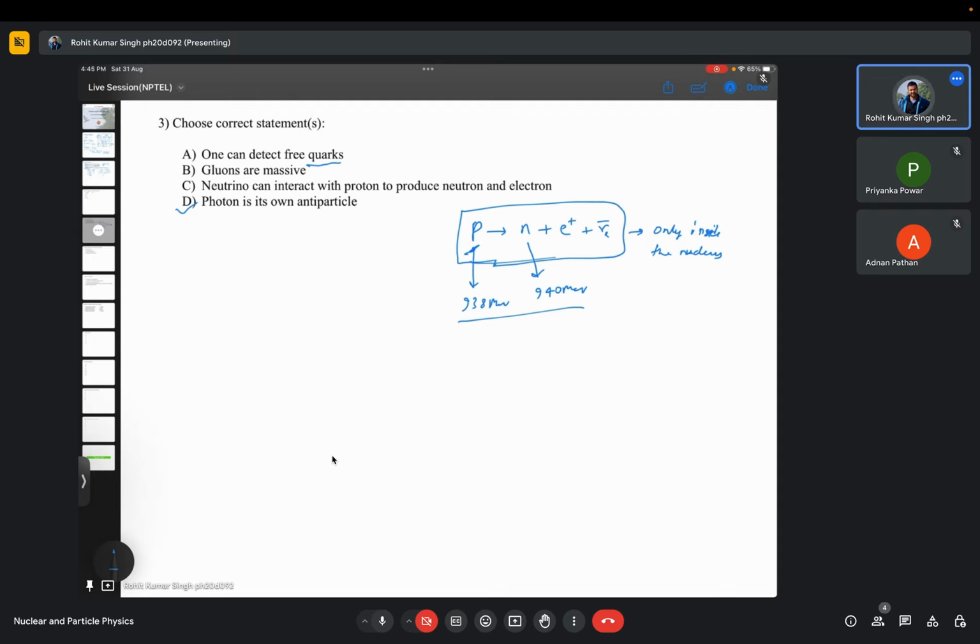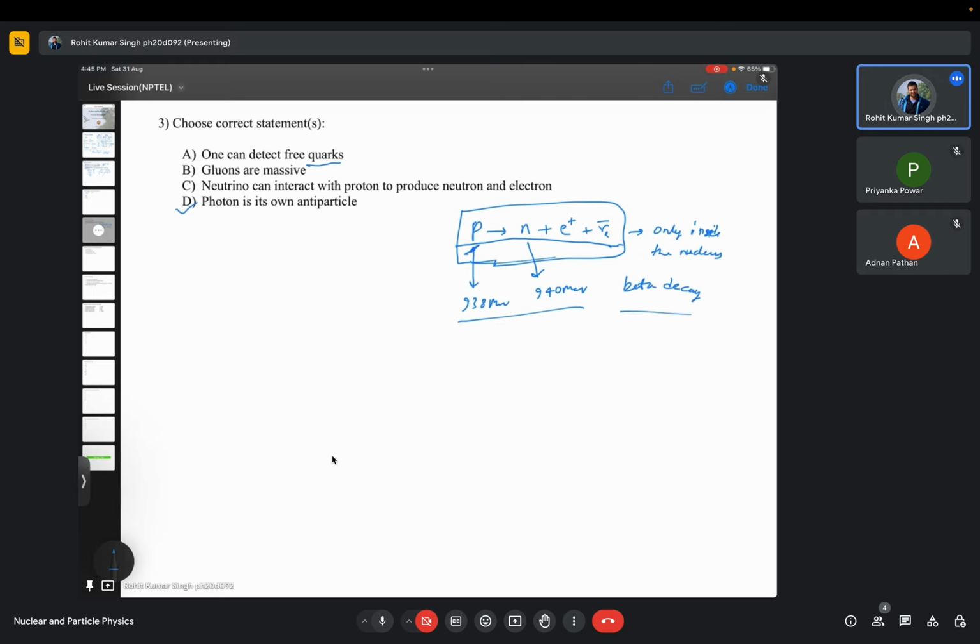And so this is what we write. But how does this happen? This is beta decay basically, right? So this beta decay, how does this happen? Do you know?